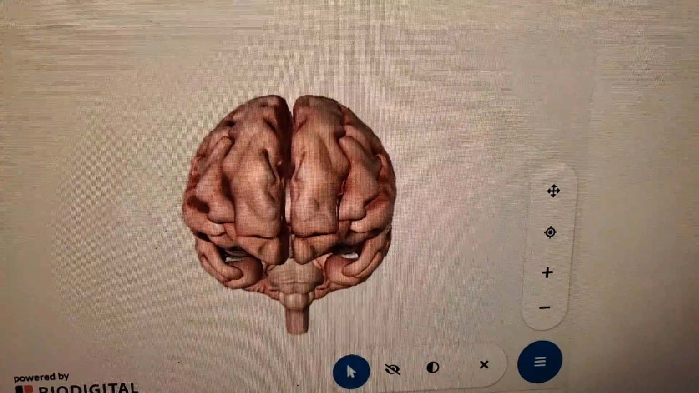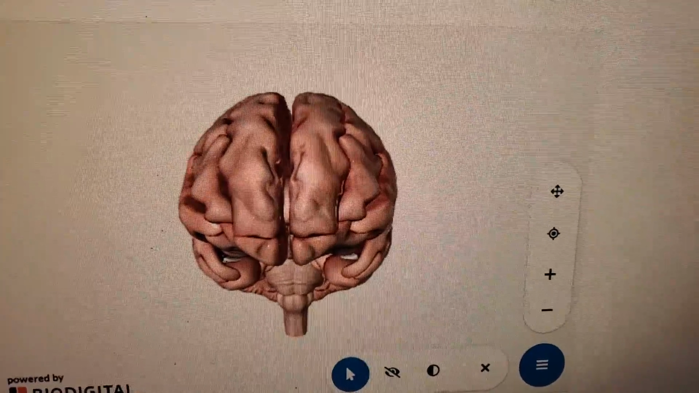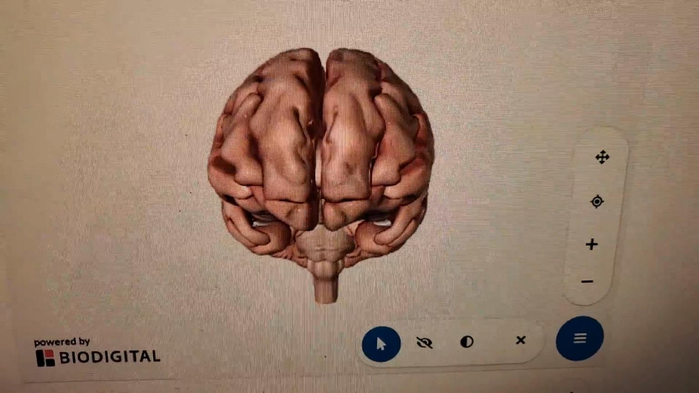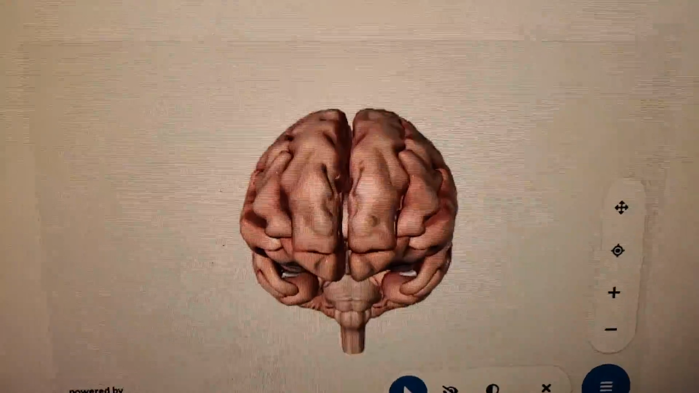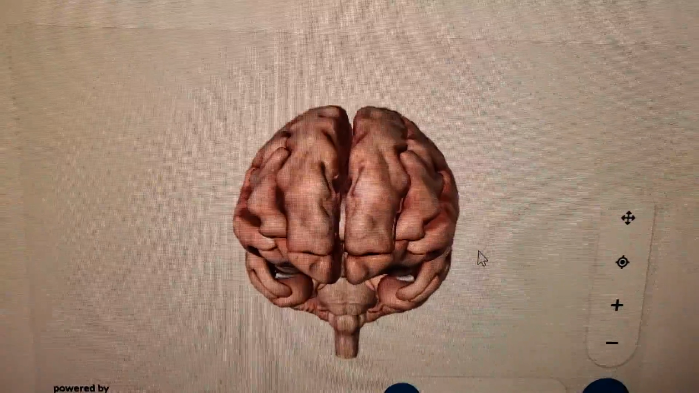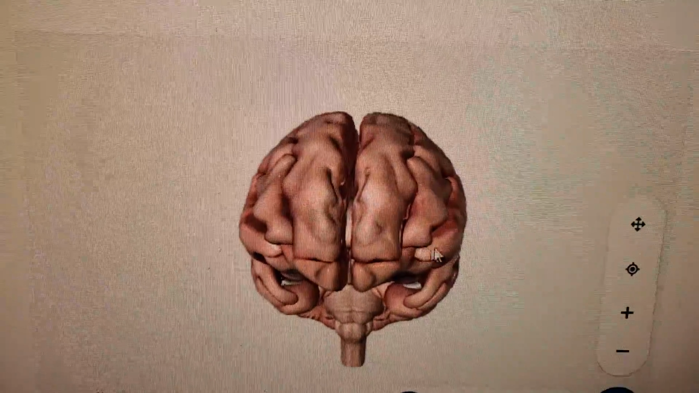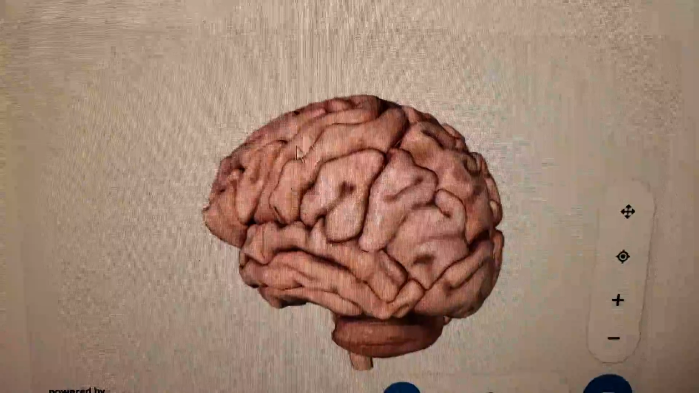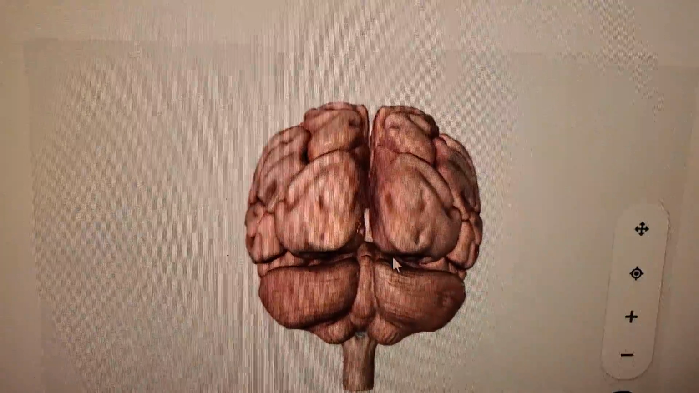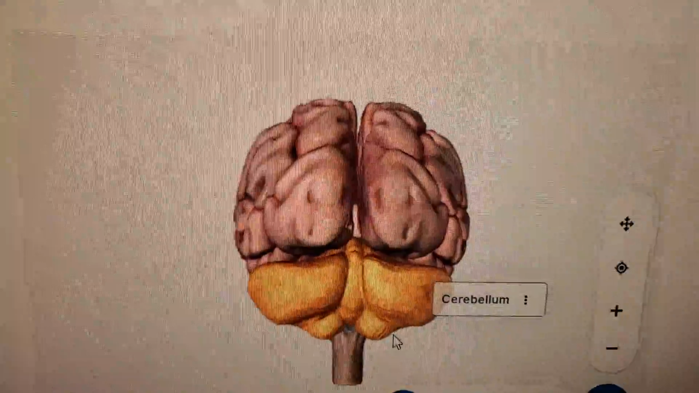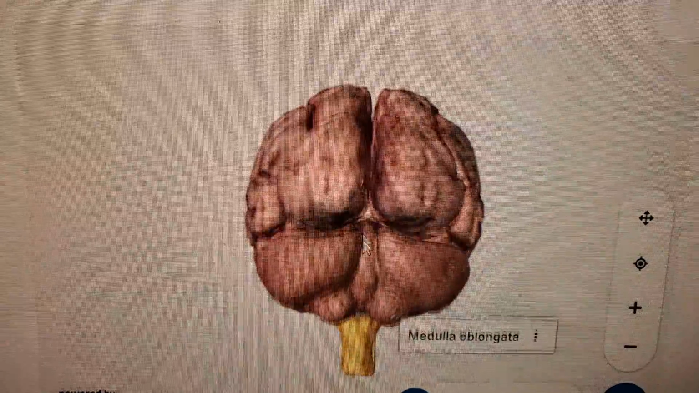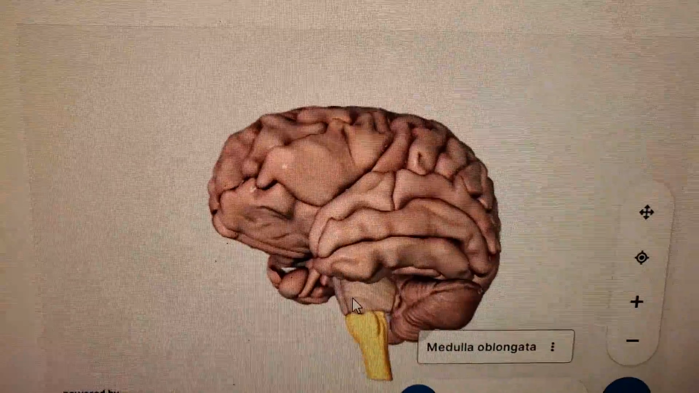The brain is part of the central nervous system and consists of the brainstem, the cerebellum, and the cerebrum. The cerebrum is the largest part of the brain, which has the four lobes of the brain. So the cerebrum would be all this here. The cerebellum would be right there. And also the brainstem would be there, connected with the pons.